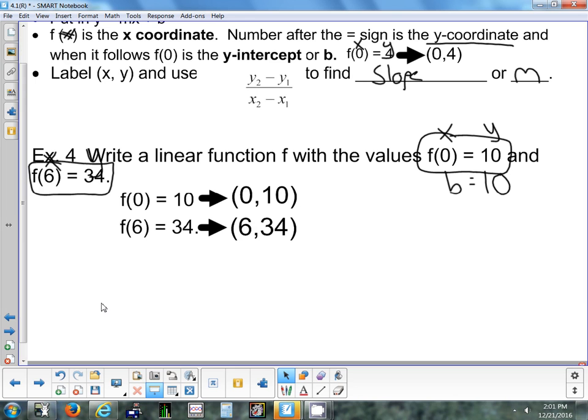Aiden, let's label these so we can put them in the slope formula. We're going to find the slope now, right? Let's label these so we can do it. 0 will be x2. You want to do it that way? You can do it that way. That's fine. Okay? And 10 will be y2. Excellent.